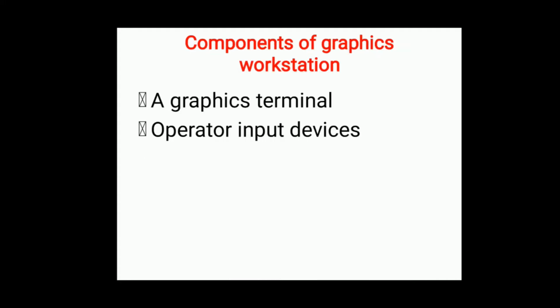Next, components of the graphics workstation. There are two components in that: first, the graphics terminal, which is the display terminal, and second, operator input devices. These are the major components of the graphics workstation. The graphics terminal is going to display whatever input program we have given to the system, and we are going to create some 3D model using the CAD system and display it on this terminal.